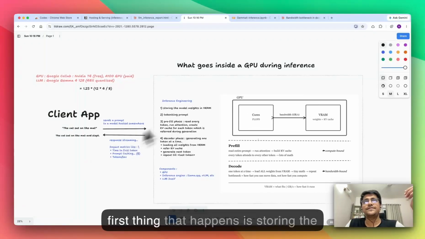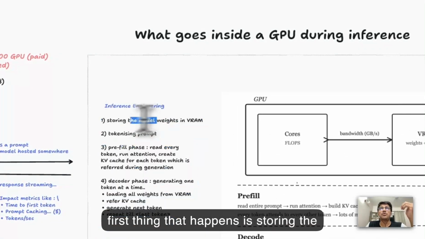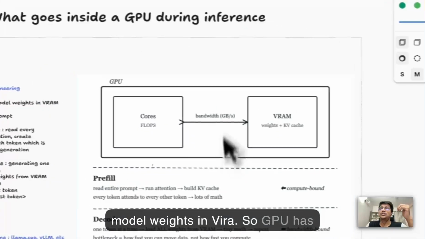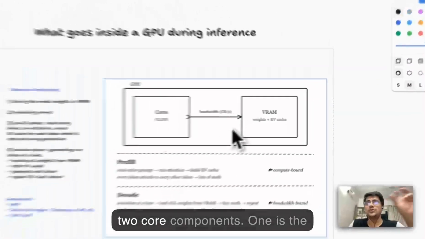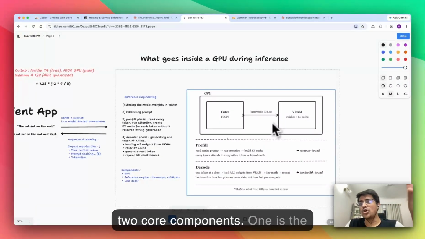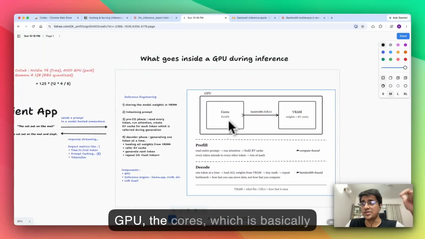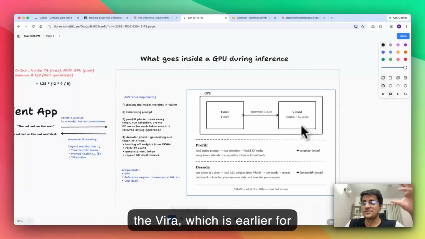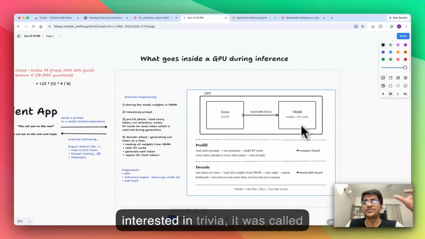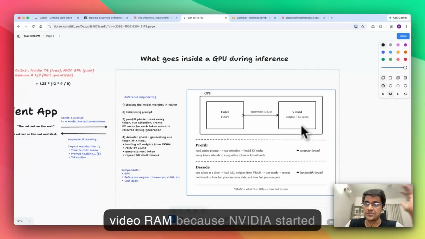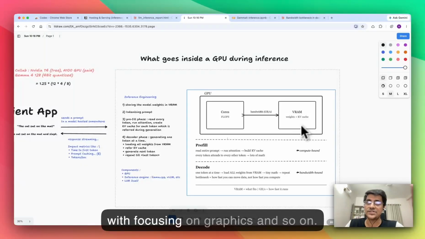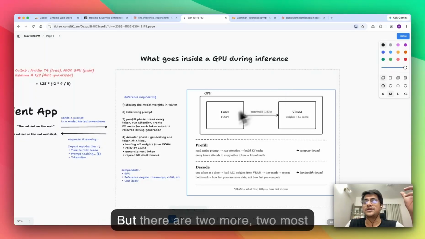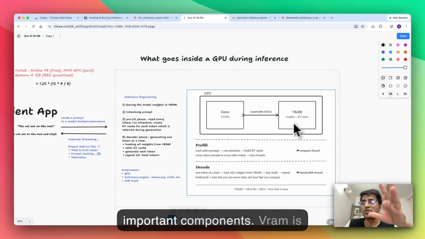The first thing that happens is storing the model weights in VRAM. A GPU has two core components. One is the GPU cores, which are all about your computations, your matrix multiplication, and so on. And the VRAM, which for people interested in trivia was earlier called video RAM because NVIDIA started with a focus on graphics. But there are two most important components.